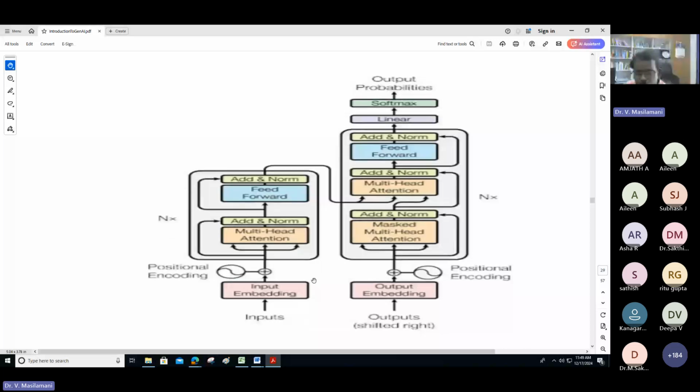The input is coming here. What is the typical input? Maybe a text prompt statement, like "Hi, how are you?" That sequence of words will be converted into a sequence of vectors. Every word will be converted into some vector, and the sequence of vectors will be concatenated. And every word will also get its position encoding.